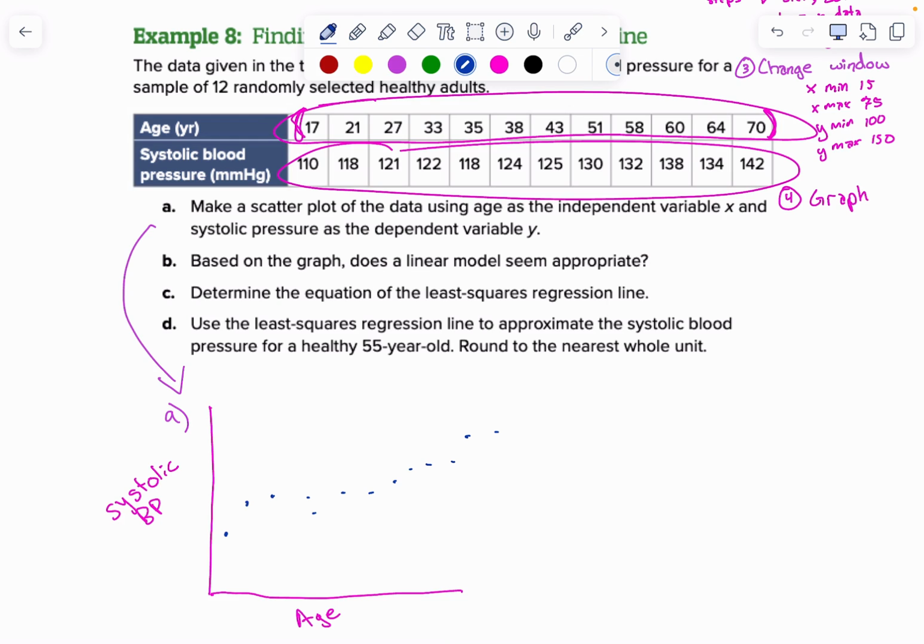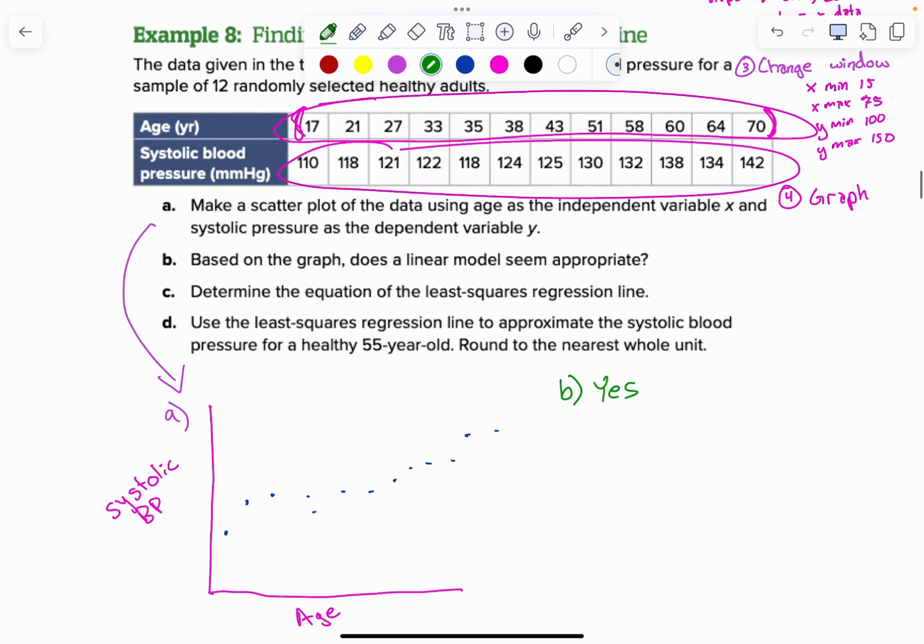There's part A. Go put it. B. Did we get to this point where you graphed it? Based on the graph, does a linear model seem appropriate? Yes, I would say it's pretty well linear. I mean, it's not going to hit every point, but whatever.